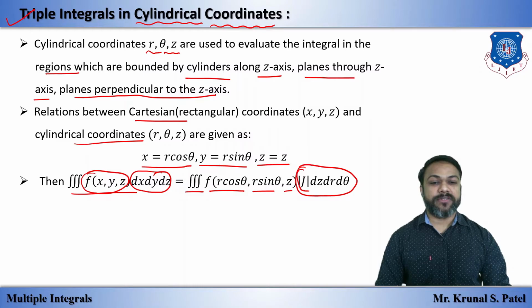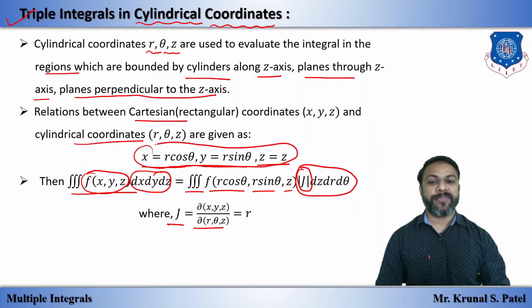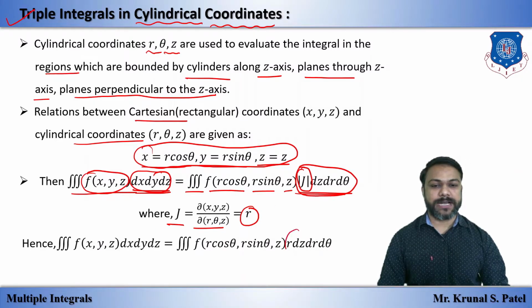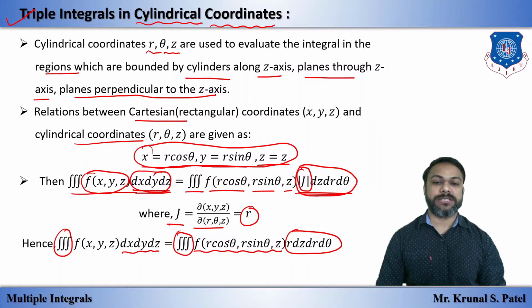And what is J? We know J is given by the Jacobian, J equals del x comma y comma z upon del r comma theta comma z. And what is the value of x, y, z that we have given here? So by using the Jacobian, we can find J, and which will be r. So we have dx dy dz becomes r dz dr d theta. Okay, so the new integral has r dz dr d theta in the place of dx dy dz. And the function is also changed. Now we just have to change the limits at the end of this too.